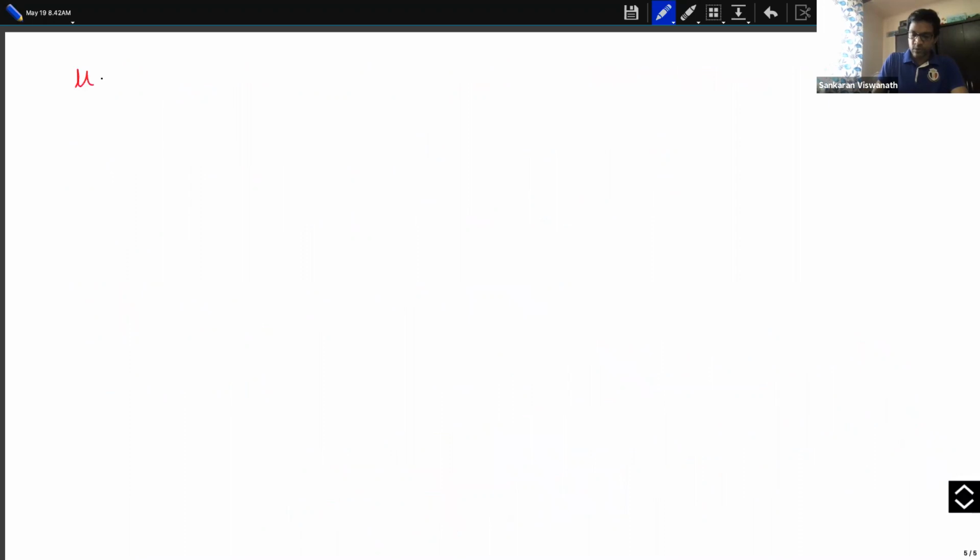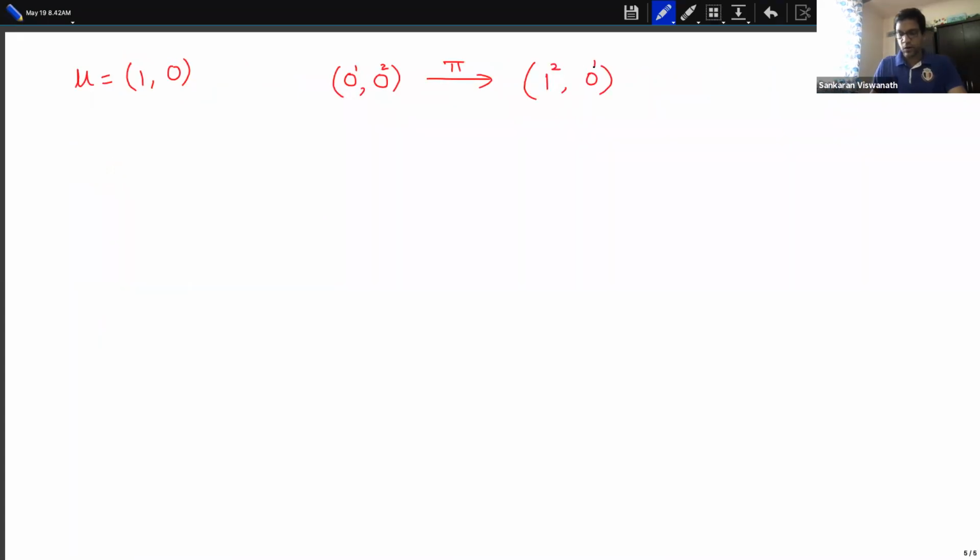For example, if mu was just 1, 0, the way you get it from 0, 0 is by first, so this is the first abacus and second abacus, you'll just apply a single pi to get a 1, 0, but then the abaci are in the wrong order, right? You have translated the second abacus by 1 unit and the first by 0 units, but that's not really what you wanted to do. So in some sense, you still need to act by an S1 in order to get the abaci in the right places.